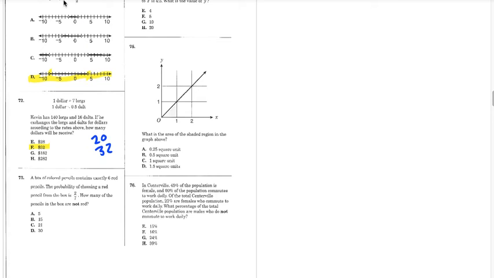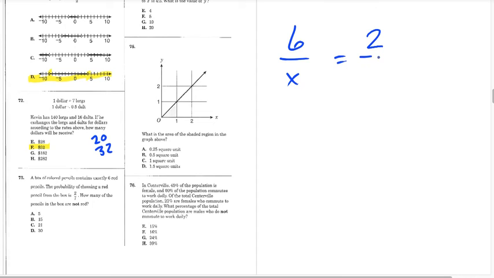Alright, 73. A box of colored pencils has 6 red pencils. We don't know how many there are total. It has to equal 2/7. So times 3 will give us 6, so x is equal to 21. What do we want to find out? How many are not red? So 21 minus 6 is 15.